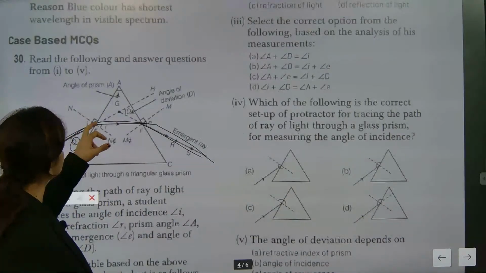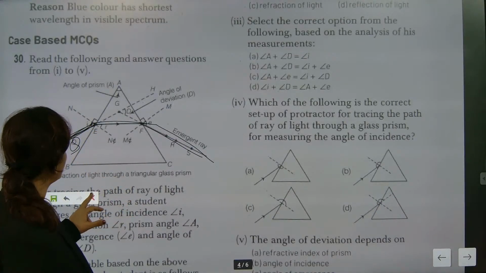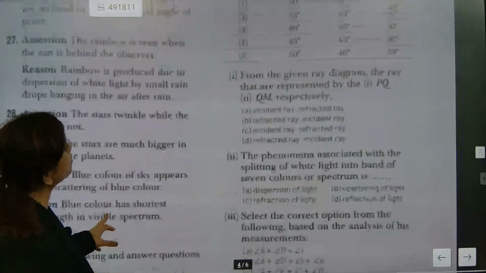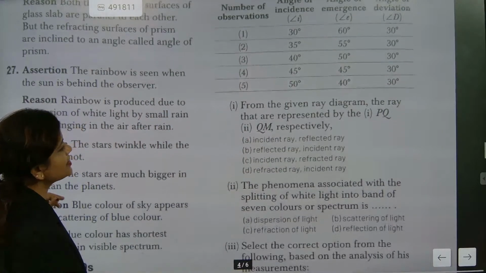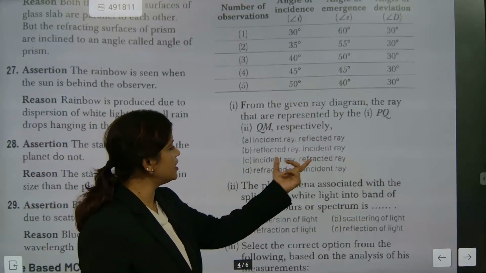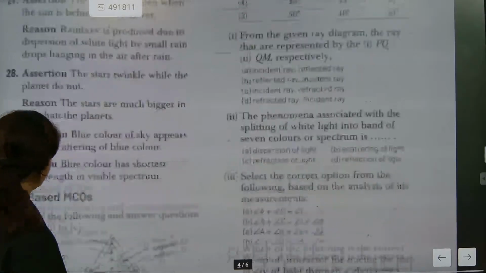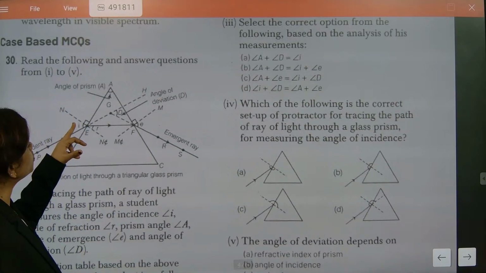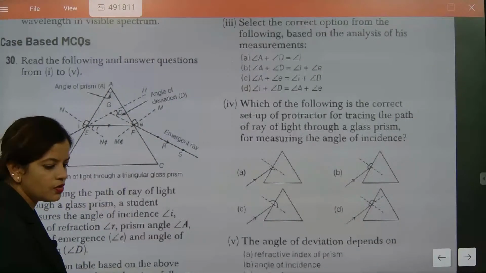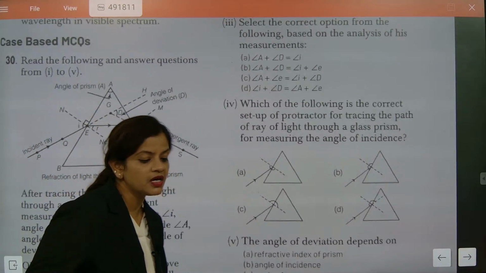Let's say PQ is 100% that one. Understood now? Now the last part is PQ and QM, what they asked. Definitely, one is incident, another one is refracted ray. This one which is going in south will become incident, PQ. And QM will be the refracted ray. So option C will become the correct answer.